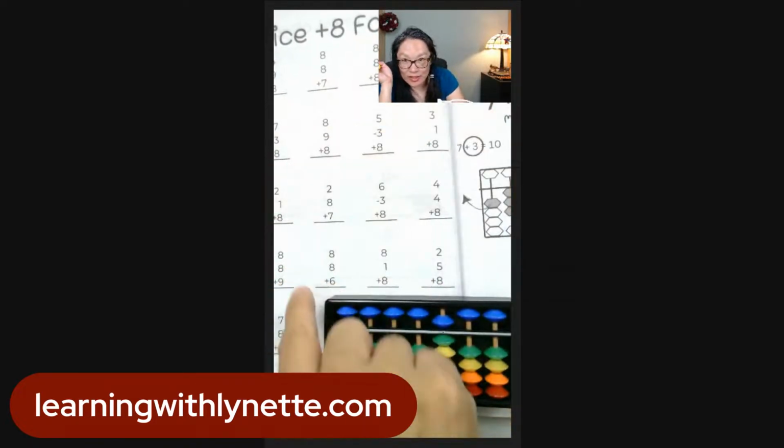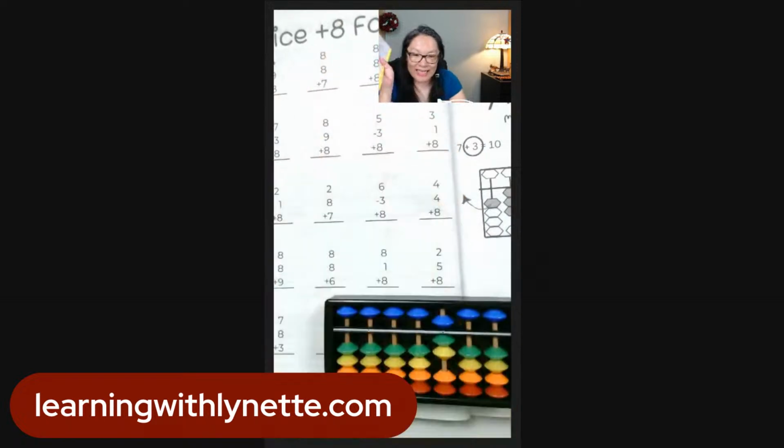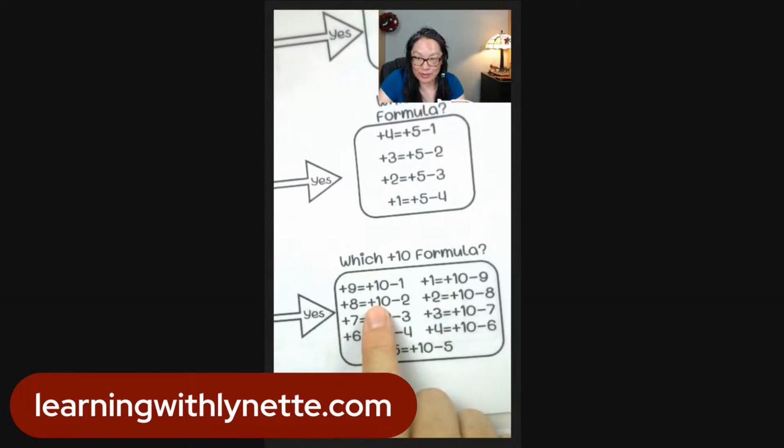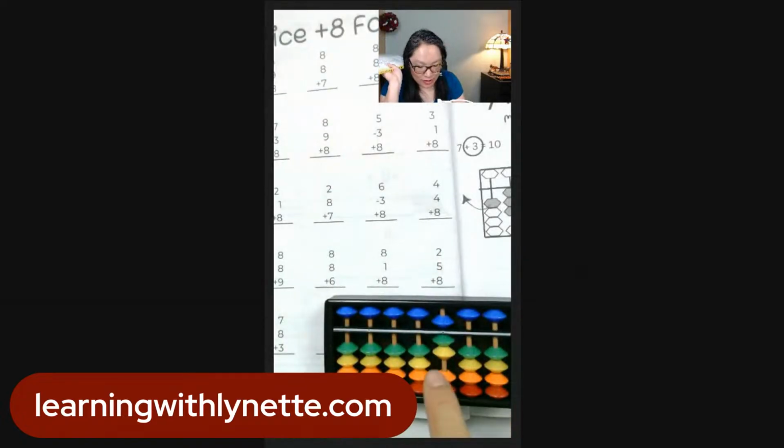So what I was trying to do here was focus in on the adding of the 8. Right? So we have plus the 8 is equal to plus the 10 minus the 2. So we plus the 10 and we take away the 2. So my final answer is 15.